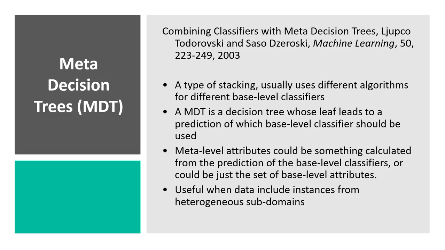So we also have the meta decision trees, so that's a type of stacking. It uses a little bit different algorithm for your different base level classifiers. This is going to be a decision tree whose leaf leads to a prediction of which of the base level classifiers could be used. And so MDT level attributes are going to be something that can be calculated from the predictions of the base level classifier. Or they can also just be a set of base level attributes. And so these decision trees are going to be really helpful when your data are coming from heterogeneous subdomains.